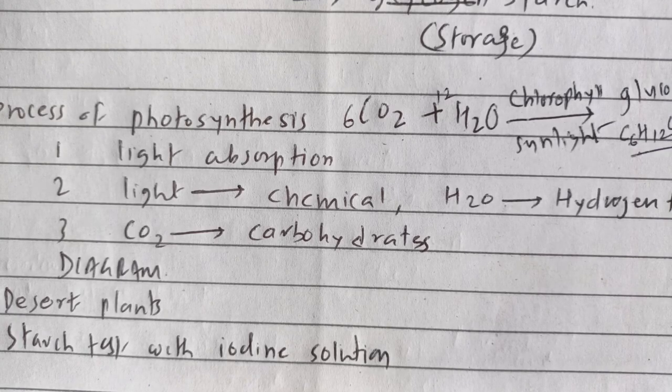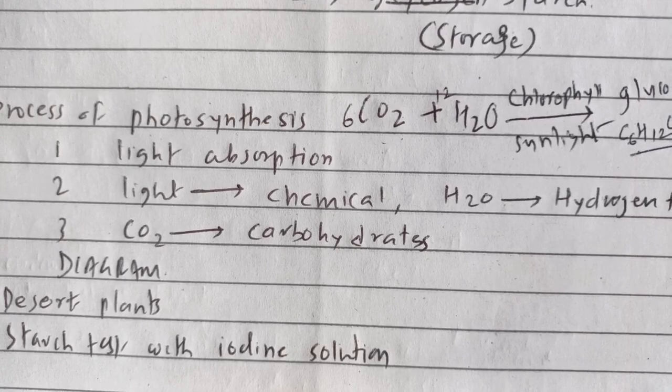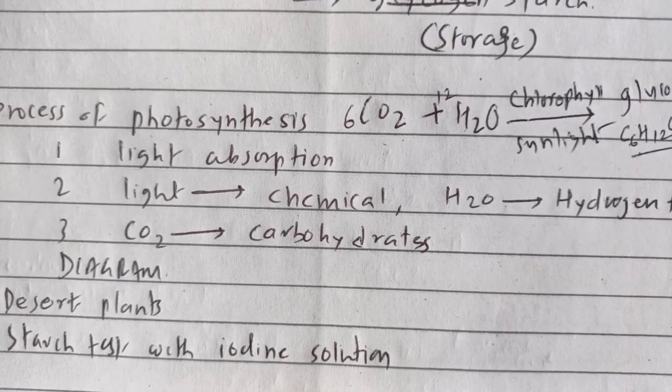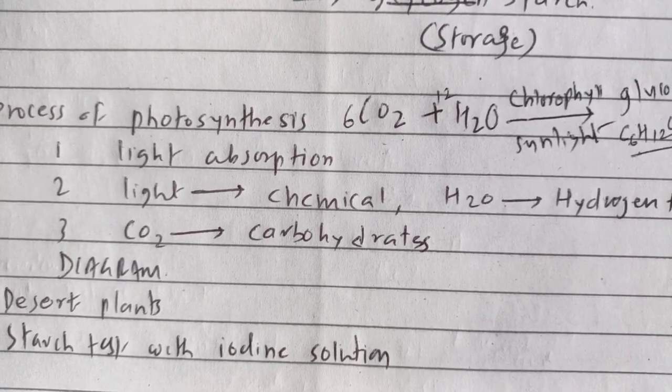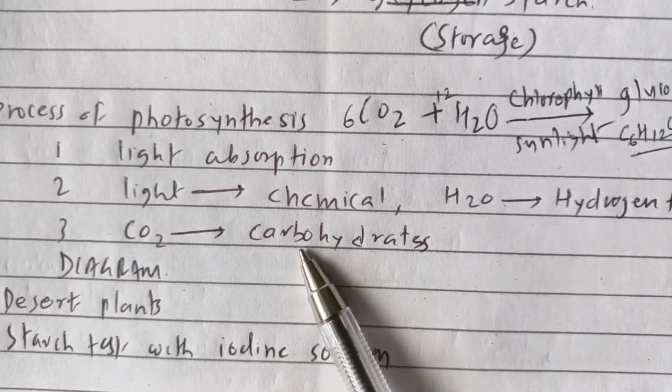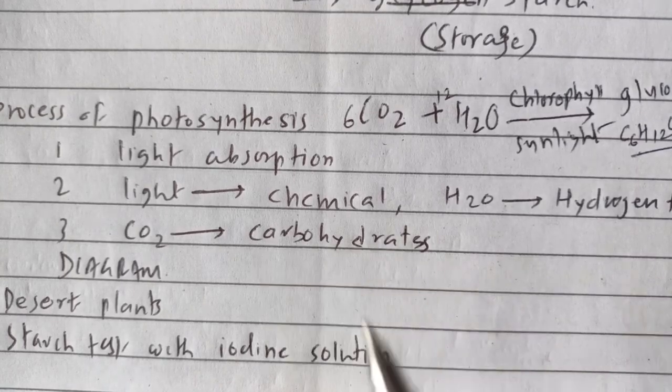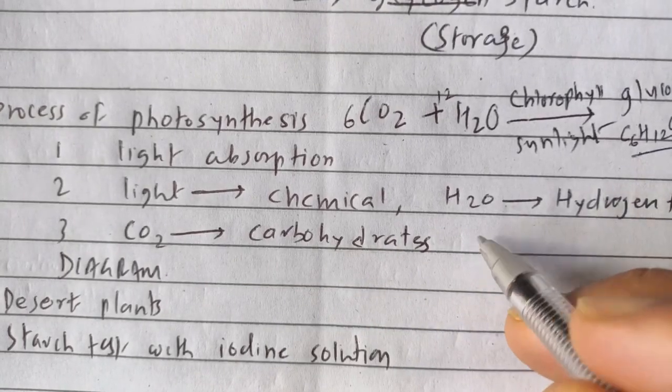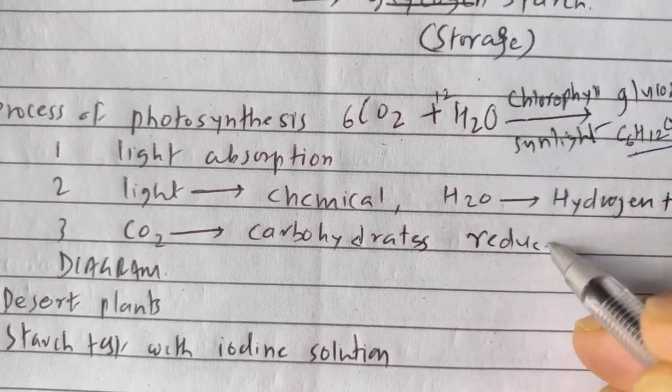The second step is conversion of this light energy into chemical energy, and at the same time the water molecule splits into hydrogen and oxygen. The third step is that carbon dioxide is reduced to carbohydrates. So this is a reduction reaction. This is reduced. Okay, so remember this.